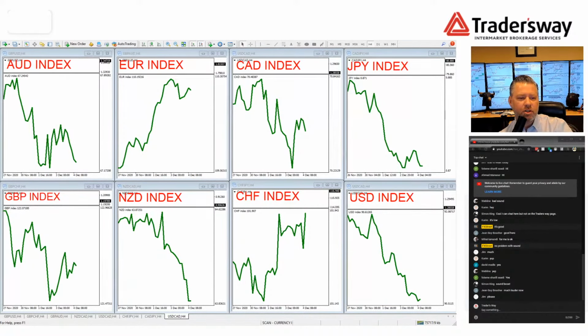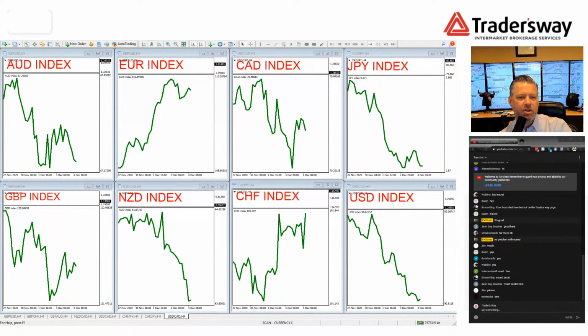Japanese yen weak, which is awesome. Dollar weak, which is awesome. Kiwi weak. Pound, yeah, it makes sense. Aussie down, and euro up. So you can see a lot of this is just euro. It's really kind of muddied waters, if you ask me, because euro's strong simply because dollar and yen are weak.